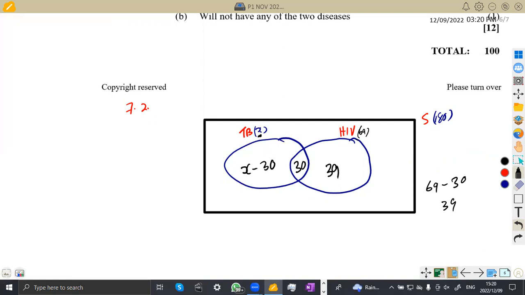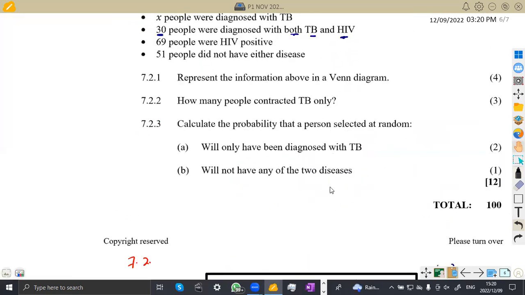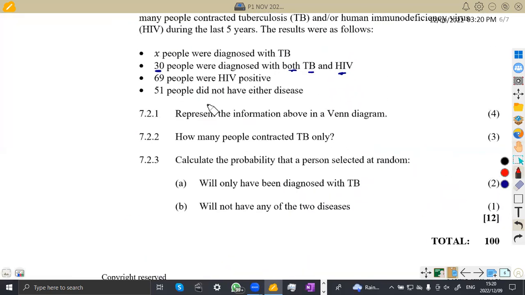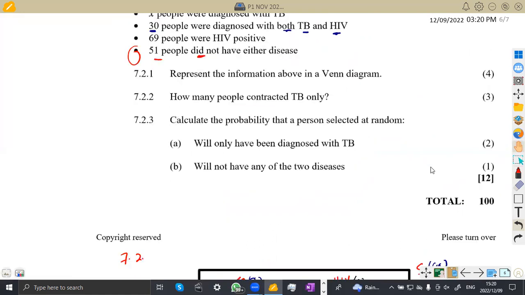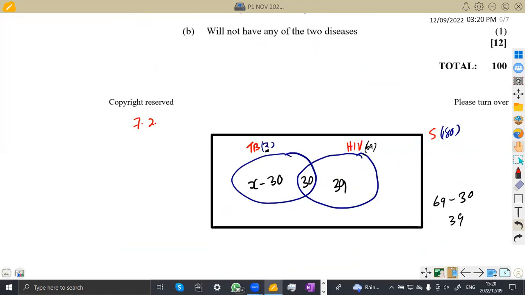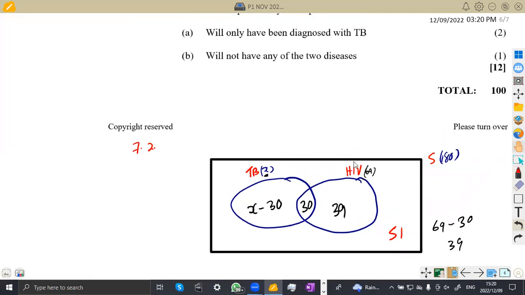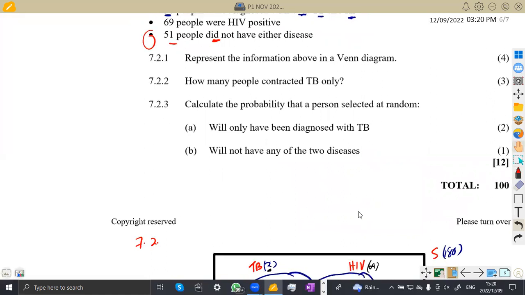All right, so that's what we have for the information. Then let's move on. We are also given that there are 51 people who did not have either disease. So we've got 51, which is outside of TB and HIV. So we are going to have our 51 here. So that was your Venn diagram. That's it. There is no information left out.